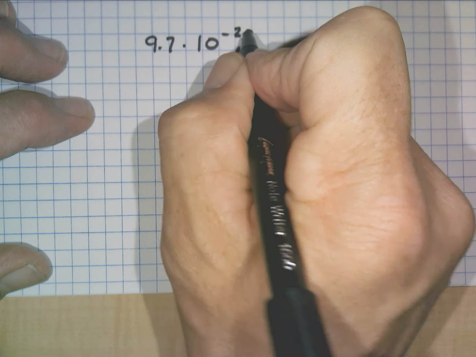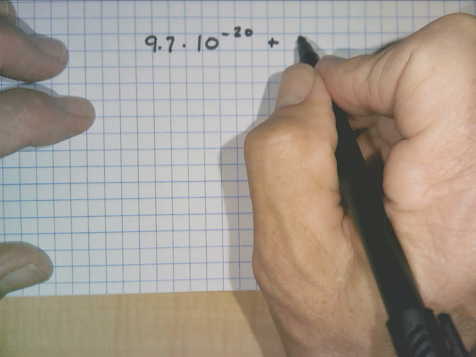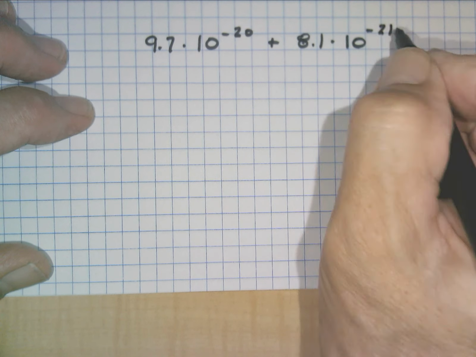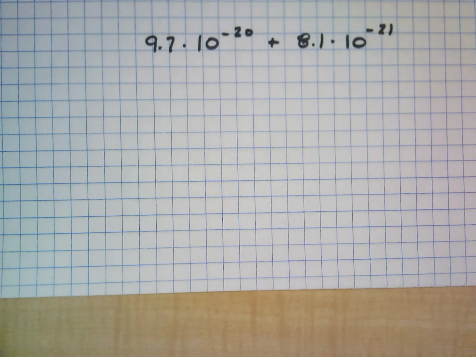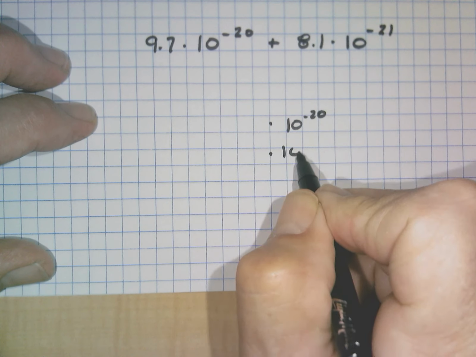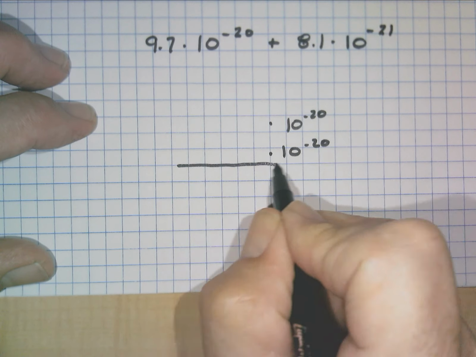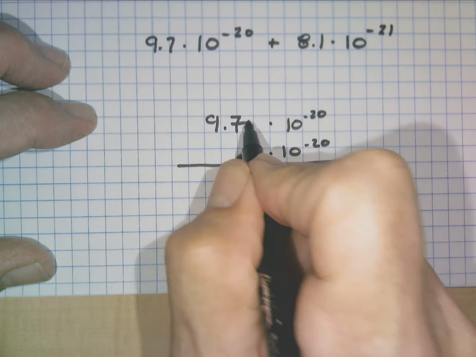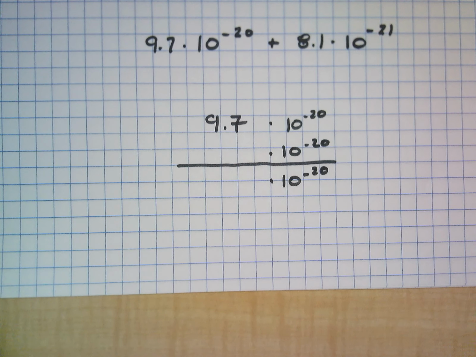We are going to add 9.7 times 10 to the negative 20th plus 8.1 times 10 to the negative 21st. Which is bigger, negative 20 or negative 21? Negative 20. Automatic. I'm not even thinking right now. I'm just setting the problem up. And one of these numbers is already negative 20. Look at all I've done, and I really haven't done much of anything yet.